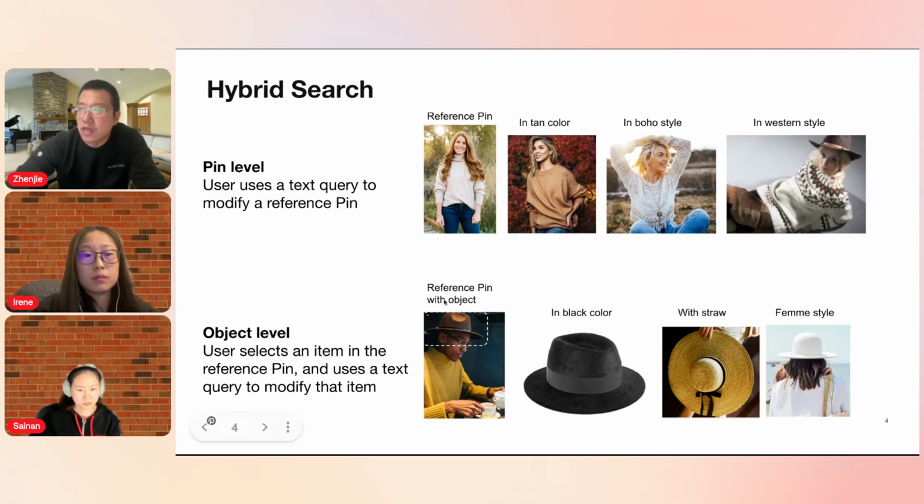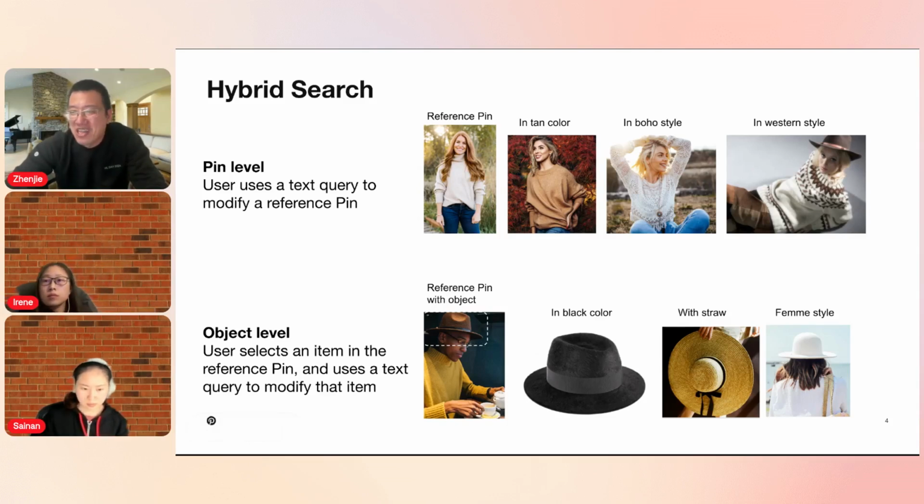You can also choose an object in the pin. For example, you choose this hat, and then you will be able to specify all these attributes as well, and we will return the real pins having those attributes, but still remaining similar to this pin or the object that you have specified.